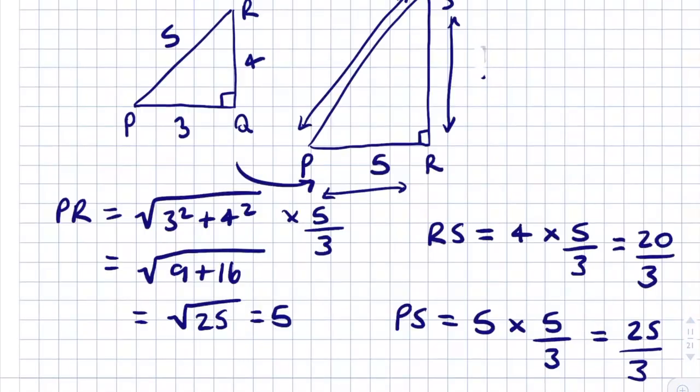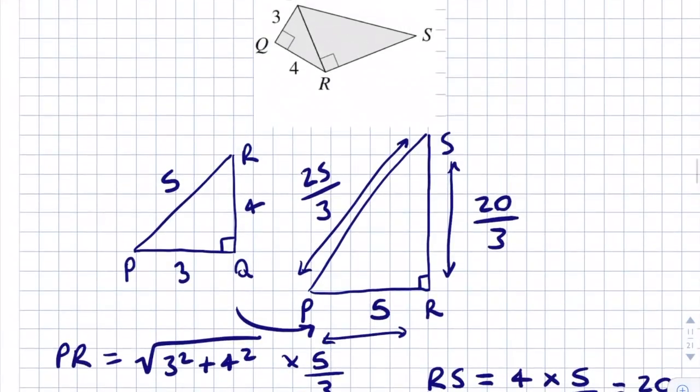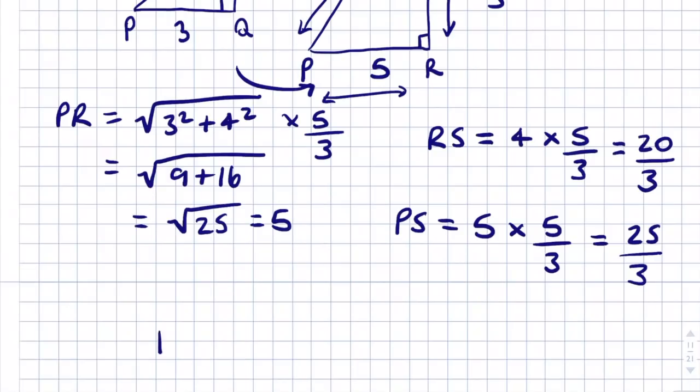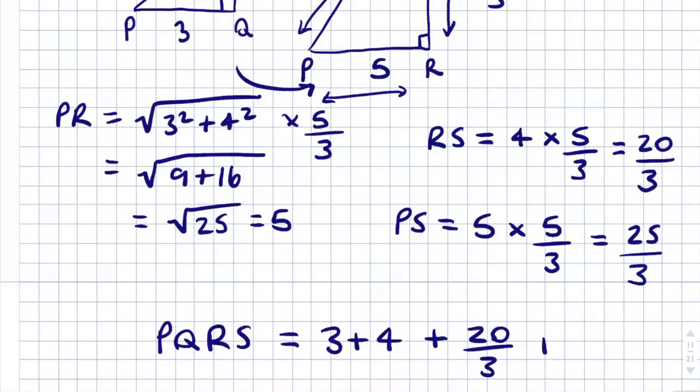Okay, so now I've got these two lengths. I've got PS, which is 25 over 3, and I've got RS, which is 20 over 3. Okay, and I can also add these lengths to my diagram PQRS. So we said RS is 20 over 3, and this is 25 over 3. Now I've just got to find the perimeter of PQRS, which is adding up all of the lengths. So that means PQRS is equal to 3 plus 4 plus 20 over 3 plus 25 over 3.